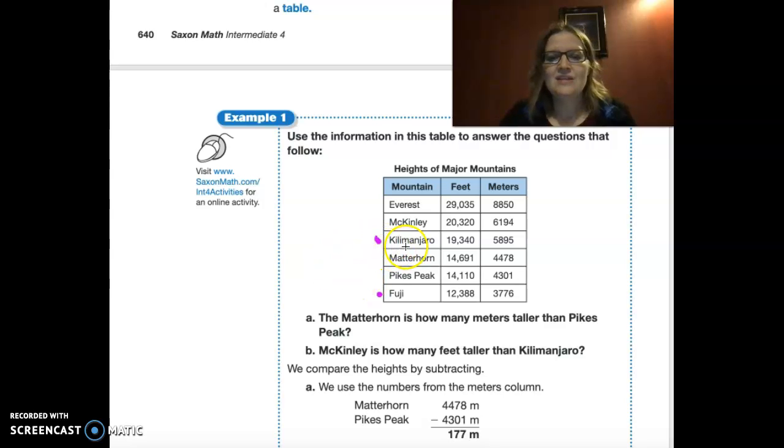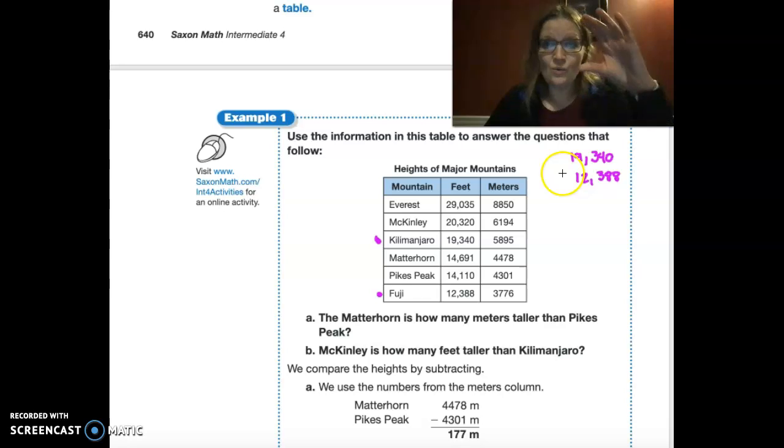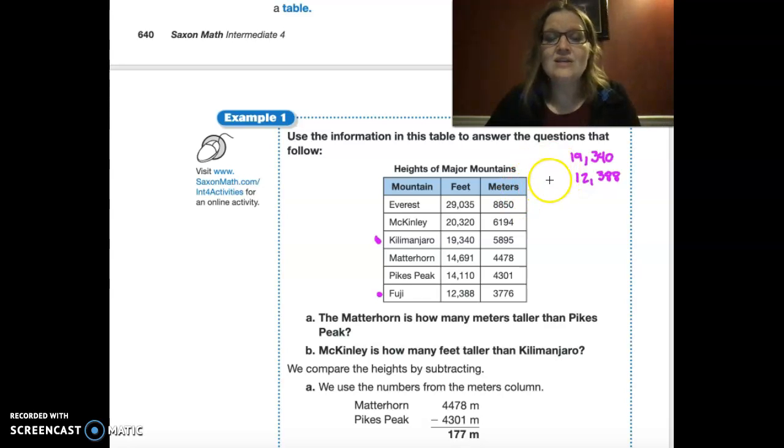We first see that and I'm writing on my book, but this is not my book. So I suggest using a paper or the areas on your practice page. But for all intents and purposes, we see that Kilimanjaro is 19,340 feet. Fuji, on the other hand, is 12,388 feet. So to know, we can use this to find the distance.